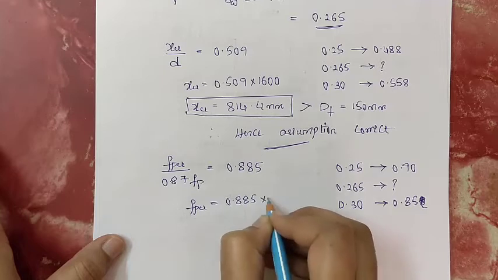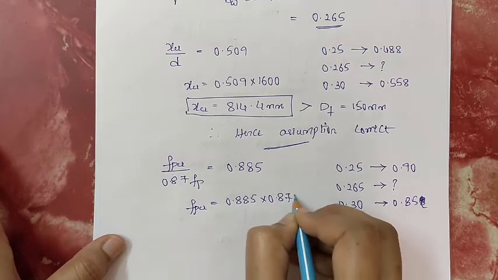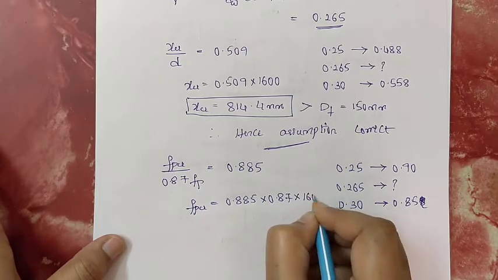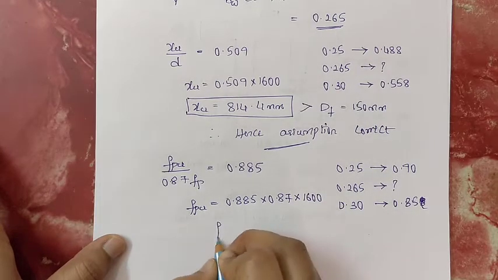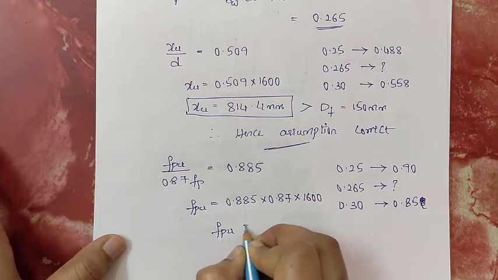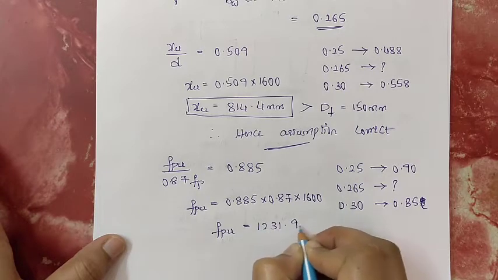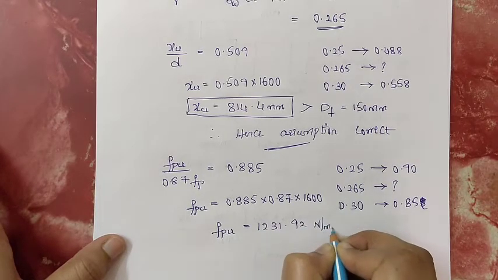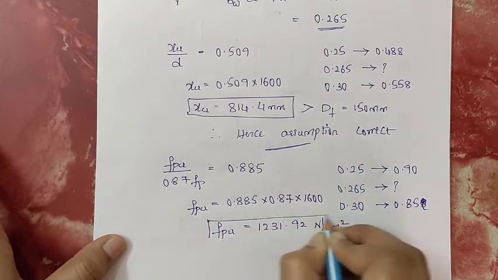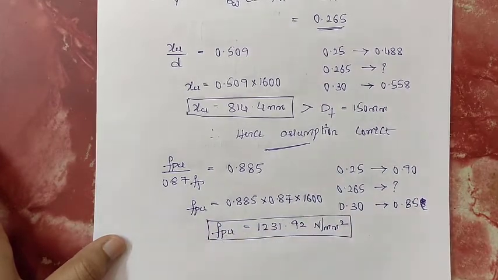Then calculate FPU value, that is 0.885 multiplied by 0.87 into FP value, it is 1600. Then you will get FPU as 1231.92 Newton per mm square. That is your FPU value.